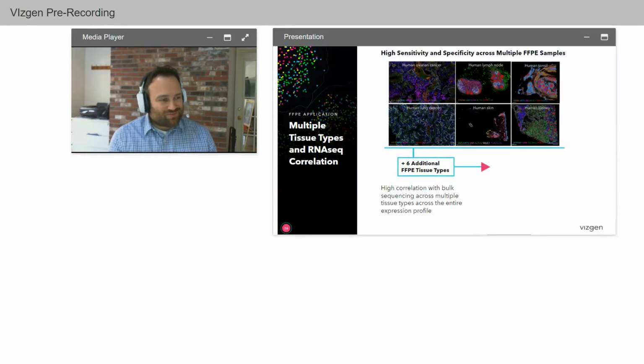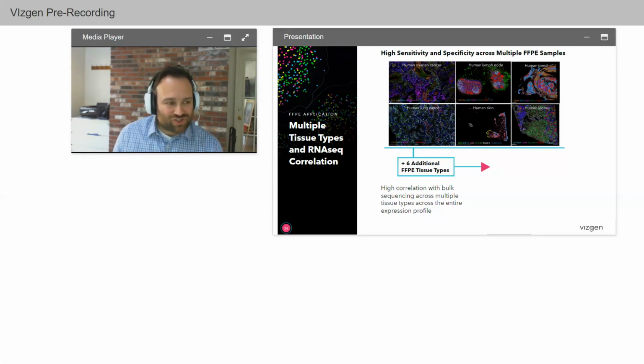We didn't want to just focus within brain tissue. We wanted to push our FFPE system and apply this into cancer types and additional tissue types as well. What we see is high sensitivity and specificity across multiple FFPE samples. So you can see up here we have human ovarian cancer, lymph node, tonsil, human lung cancer, human skin, and human kidney.